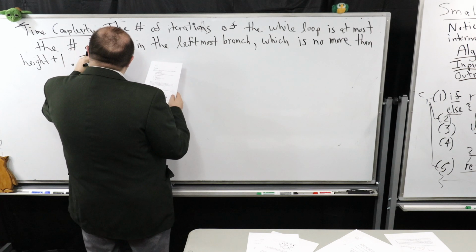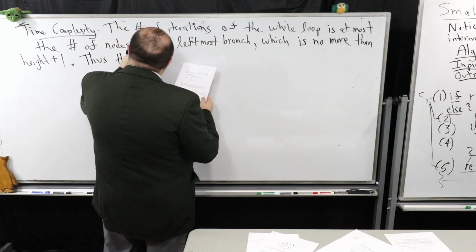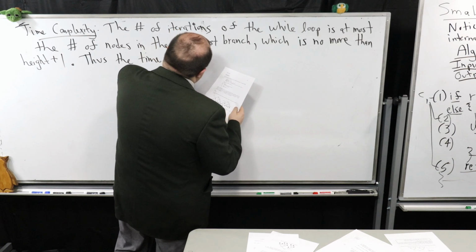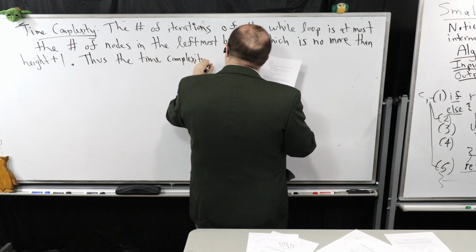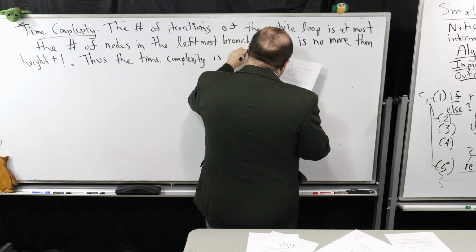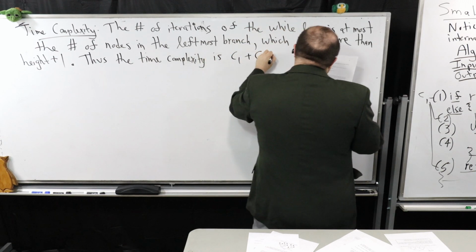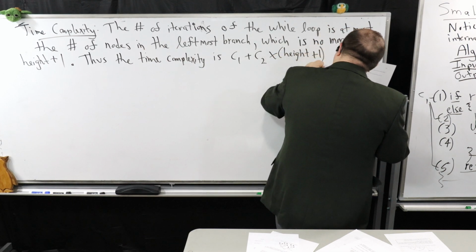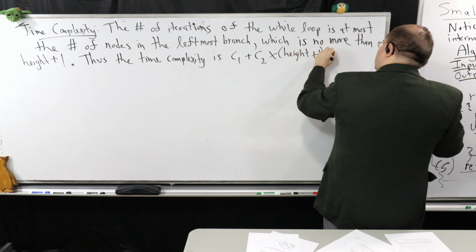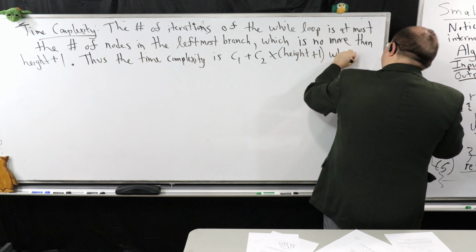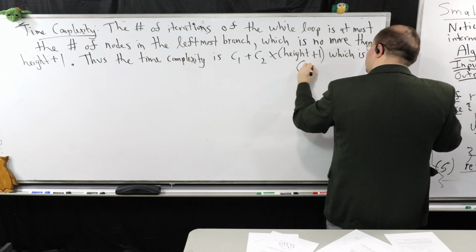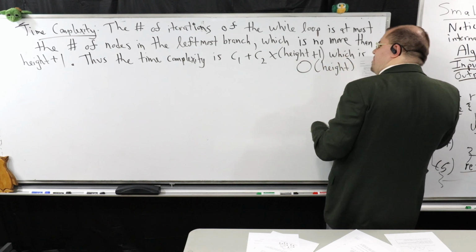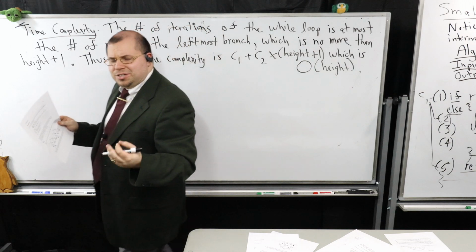Thus, the time complexity is C1 plus C2 times the height plus 1, which is, of course, big O of the height. So it seems that the height plays a very important role in the execution of this algorithm.